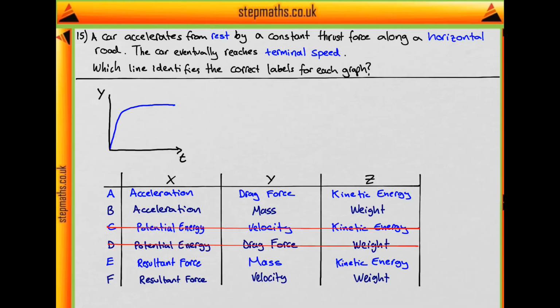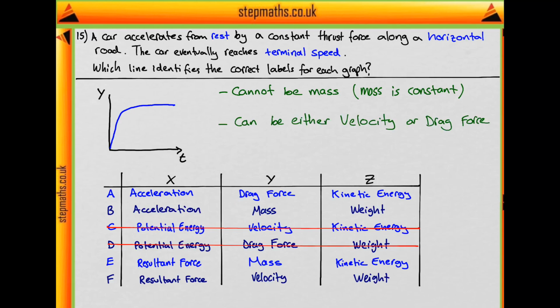Moving on to graph Y, we can see our quantity starts off at zero, and then eventually it'll level off at a maximum value. So we can conclude from this graph that it cannot be the mass, as the mass of the car is constant. It can, however, be velocity, as the car starts off from rest and eventually it reaches a terminal speed. And it can either be drag force, as the drag force starts off at zero when the car's at rest, and it'll be at its maximum value when the car reaches terminal speed. So from this we can rule out B and E.